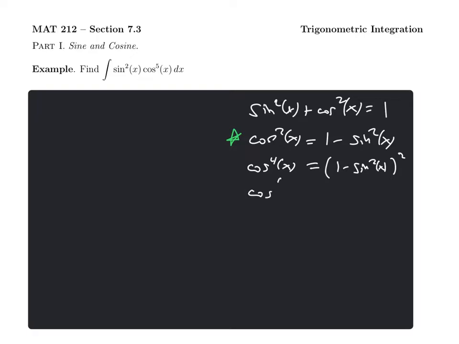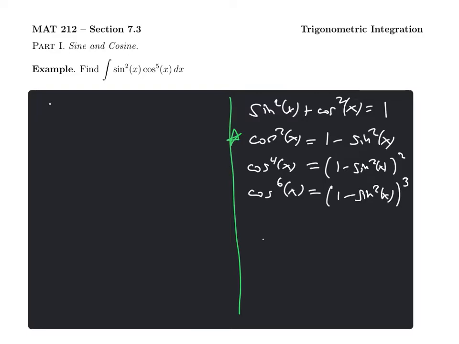Similarly, if I wanted an identity for cosine to the sixth, that would be taking this original relationship I have here and raising both sides to the third power. Cosine squared to the third power will be cosine to the sixth, and on the other side I'd have 1 minus sine squared x, cubed. So that's really the only thing going on in the problems in section 7.3, at least the ones that we will do for our class in this somewhat abbreviated final month.